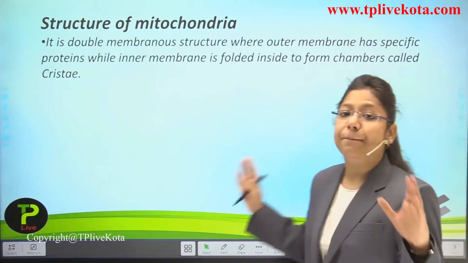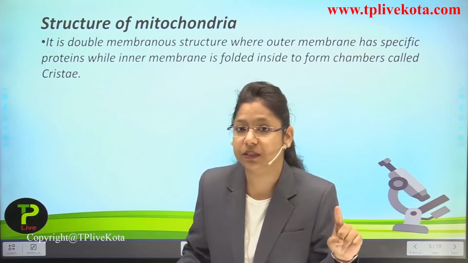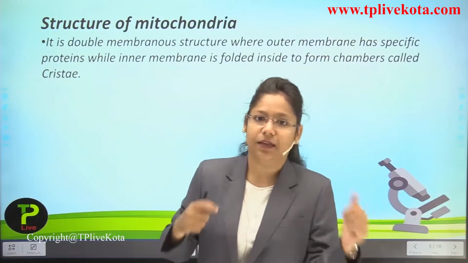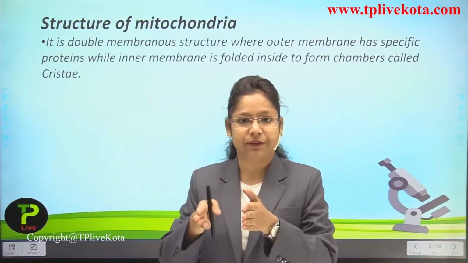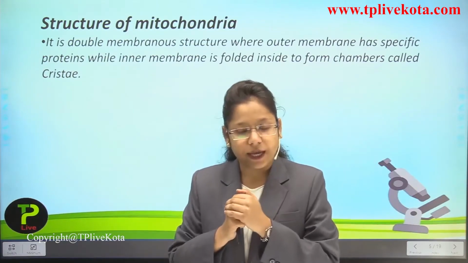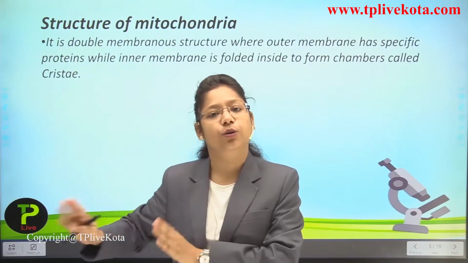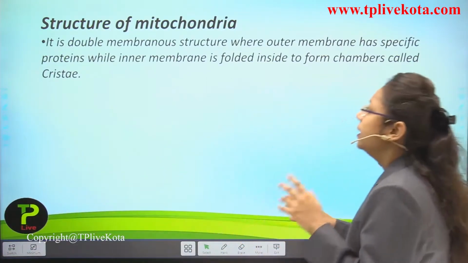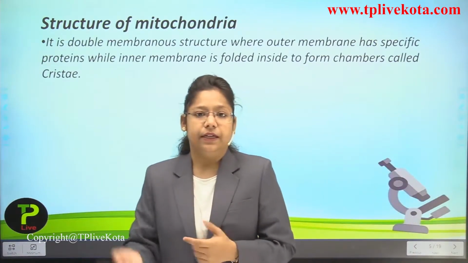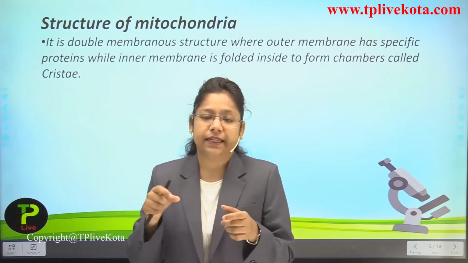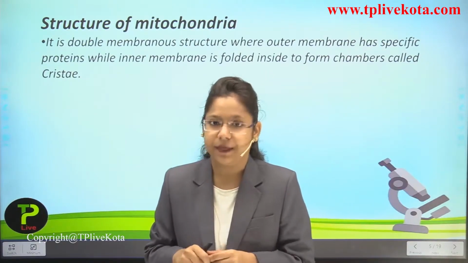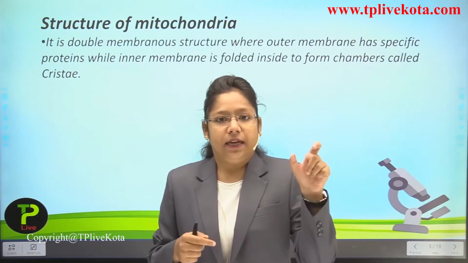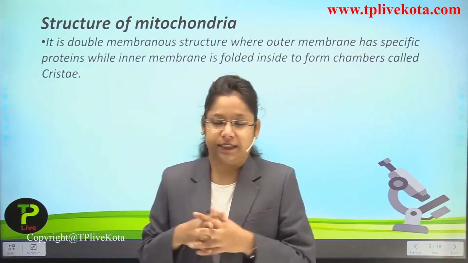It is a double membrane bound structure. First thing you have to remember is that it is a double membrane structure, meaning it is separated by the outer membrane and the inner membrane, and there is a space between the outer and the inner membrane, which is known as the perimitochondrial space, that we are going to discuss in the upcoming diagram. Now, the inner membrane is folded. Folded means there are enfoldings of the inner membrane which are known as cristae.